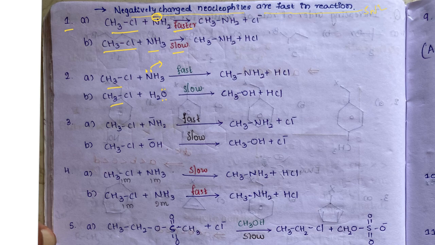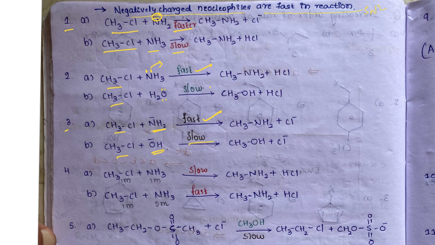Nitrogen is a better donor than oxygen. Therefore, this is fast, this is slow. Next, the third one, the reactant is the same. Both are negatively charged. Then which is a good nucleophile? The easier donor is the better nucleophile. That's why this is fast. NH2 minus is a better donor than OH minus. Therefore, this is fast, this is slow.